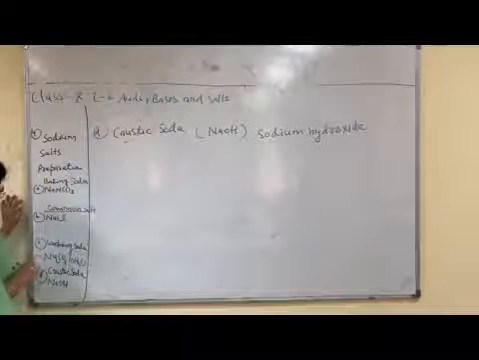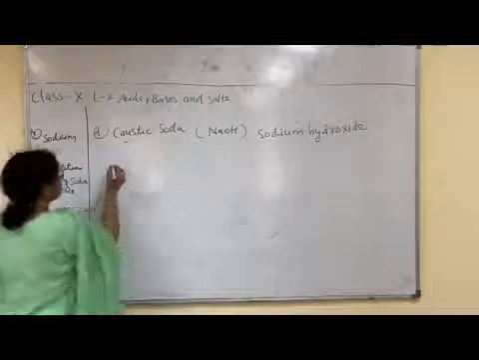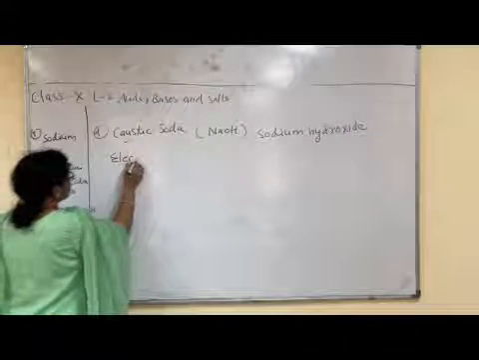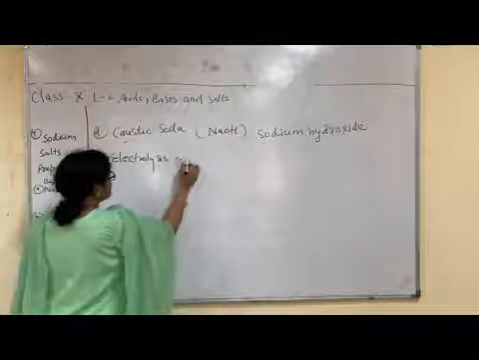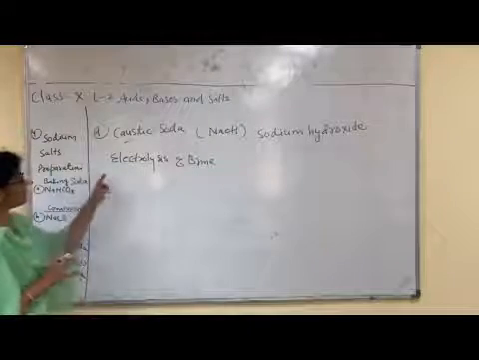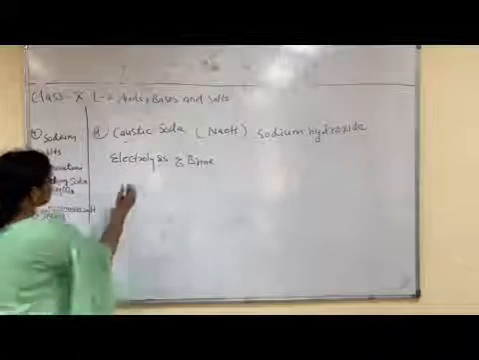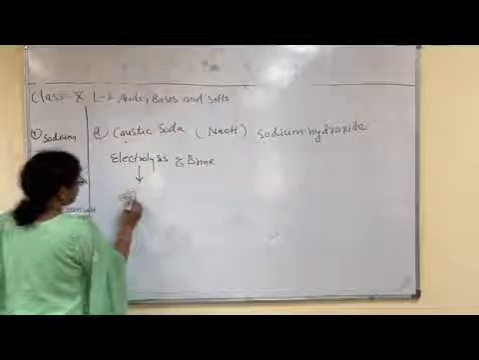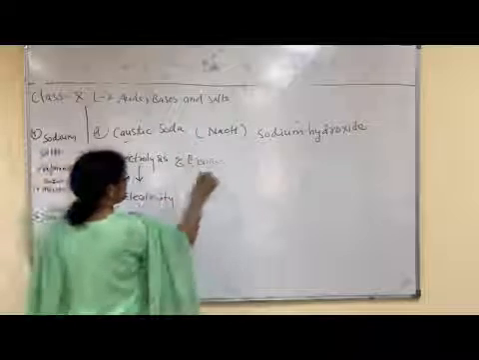Now, preparation of sodium hydroxide is based on electrolysis of brine. Okay, children. Two important terms: electrolysis. It means when electricity is supplied. What is required? Electricity. And second is brine.